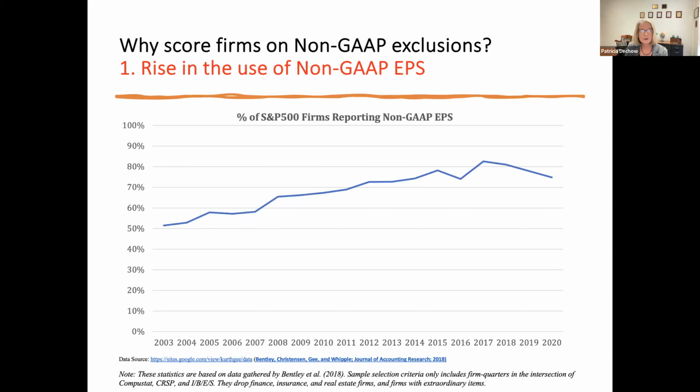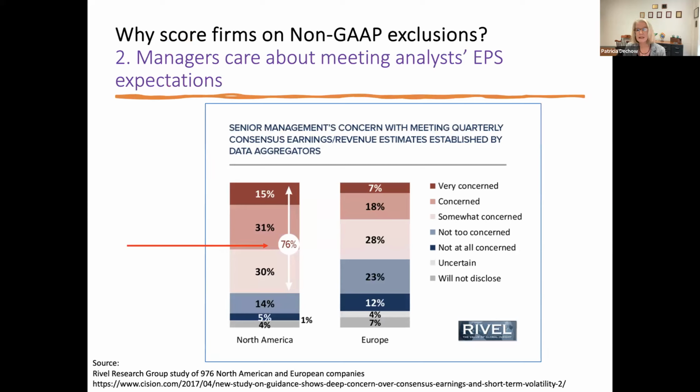Why do we think it's important to rate non-GAAP exclusions? Well, there's this rising use of non-GAAP EPS. Back in 2003, 51% of firms reported. This is for the S&P 500. In 2020, 75%. It's actually higher than that, it just depends on what sample you use, but a lot of firms are reporting it. And in addition, managers really care about meeting analyst expectations. In this survey by Rival, 76% of managers in the US said that they were concerned or very concerned with meeting consensus earnings produced by the analysts.